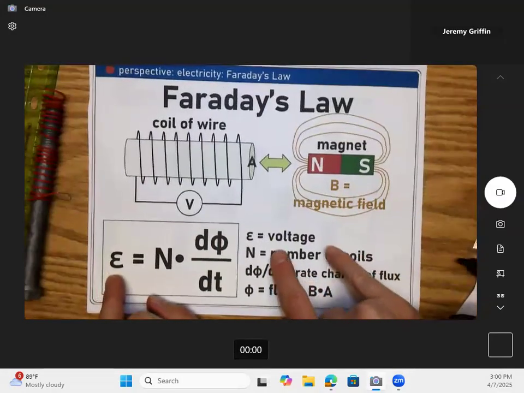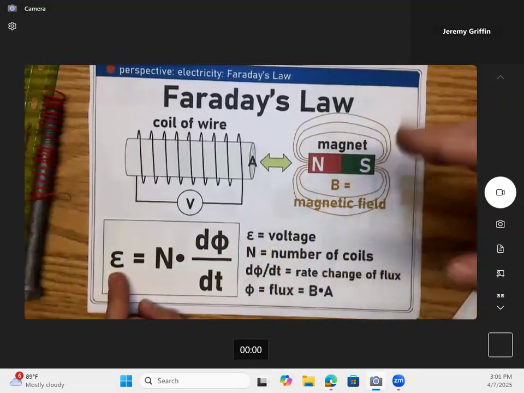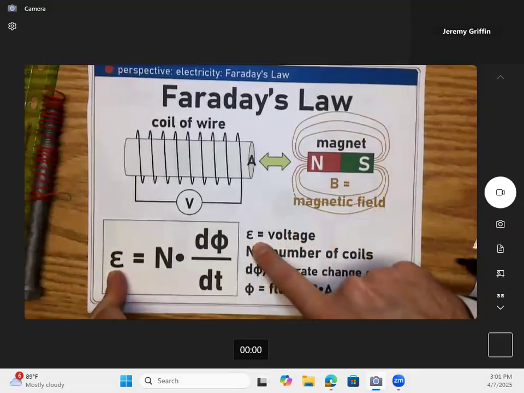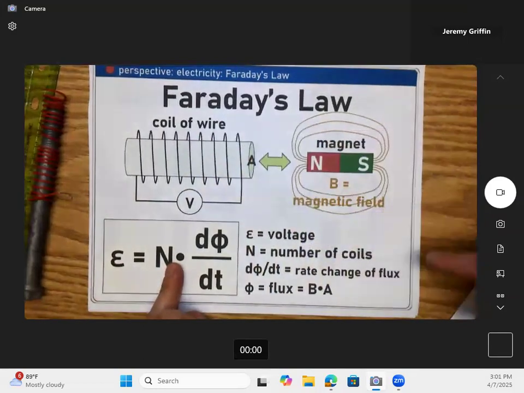Now, I've usually been using capital V for voltage. A lot of physics textbooks use the Greek letter epsilon, so I figured I'd change it up so you could be familiar with that. This epsilon stands for voltage or potential difference. Same thing. N is the number of coils. So if you have more and more coils, you can get more and more voltage.